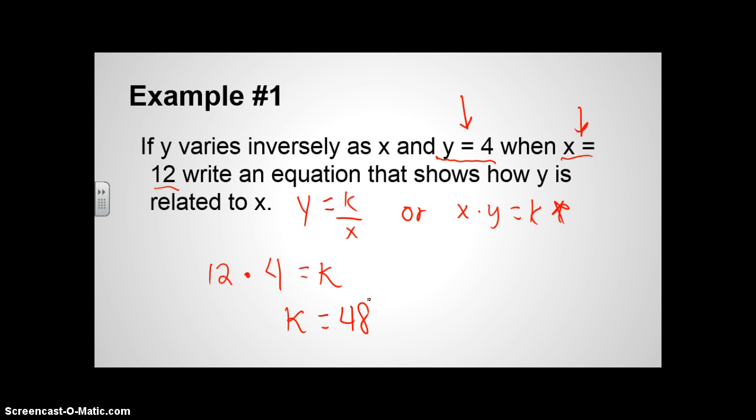So what they're going to ask you in your homework tonight is setting up an equation based on what's given to you. Maybe they'll give you y, maybe they'll give you x, or maybe they'll even give you k, and using one of these formulas here, you have to set it up to solve for either x, y, or k. Alright, so the answer here is k equals 48.